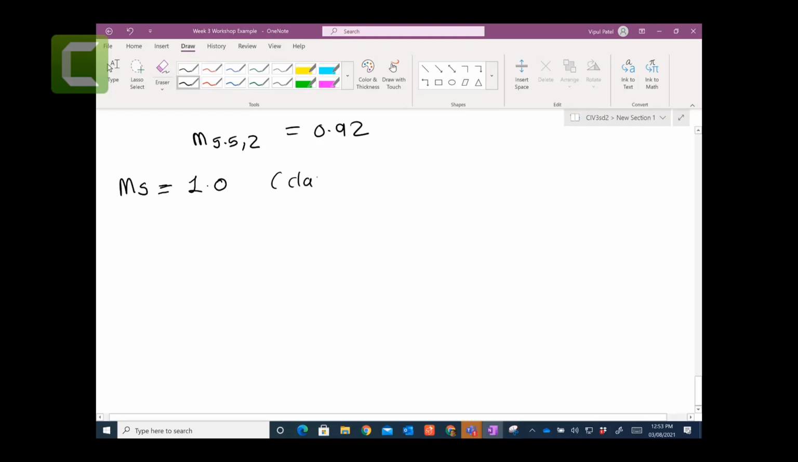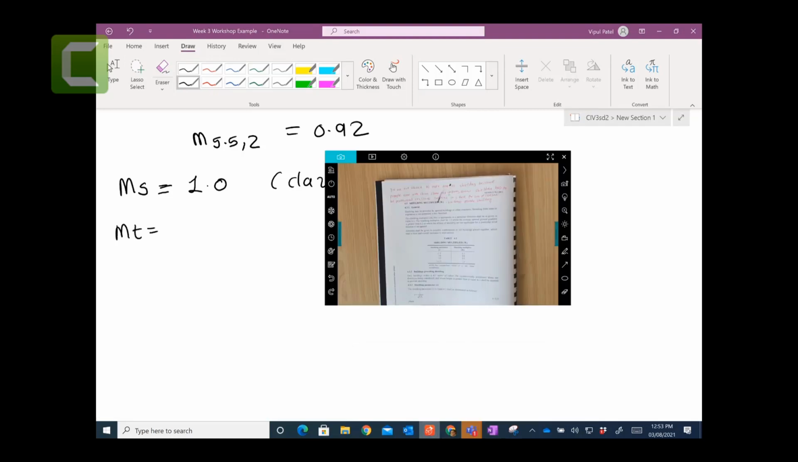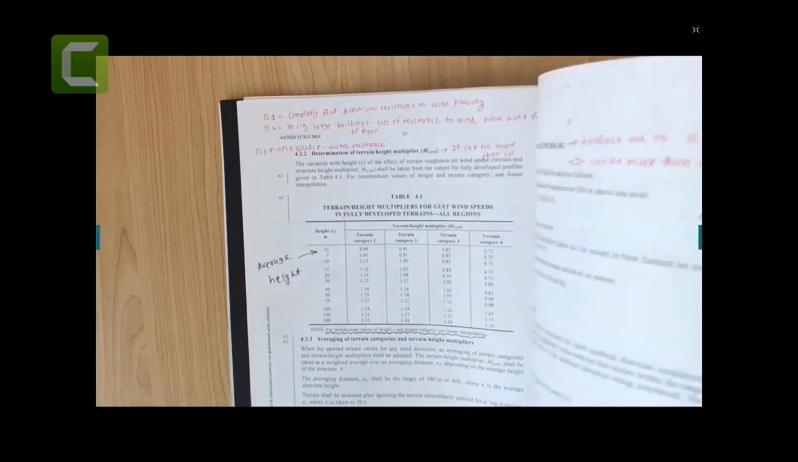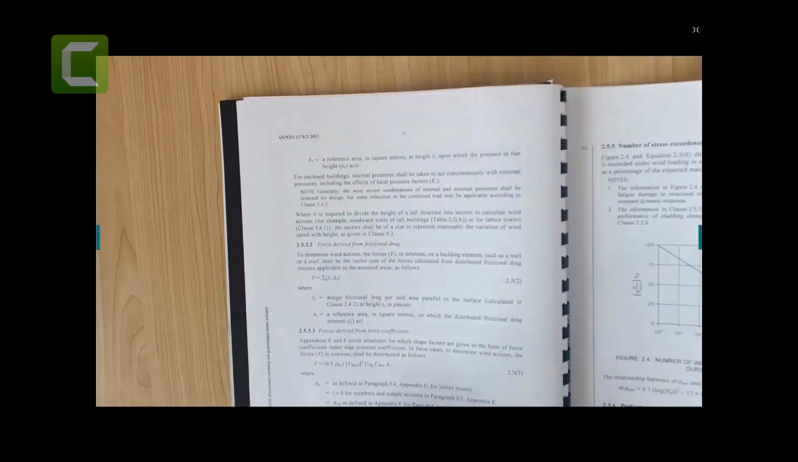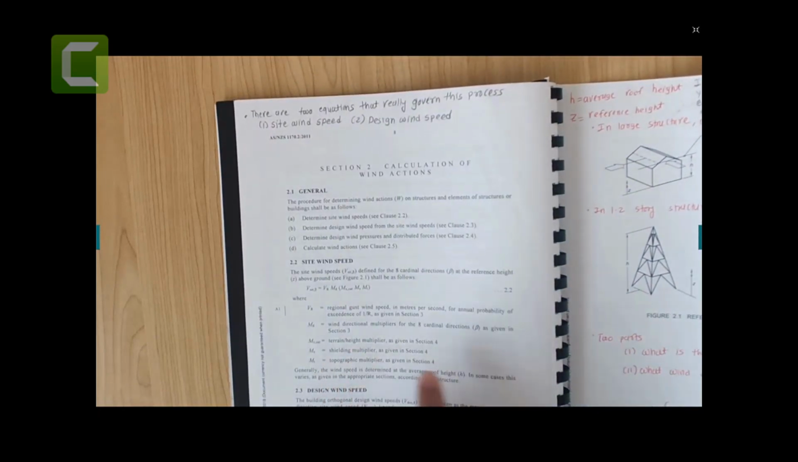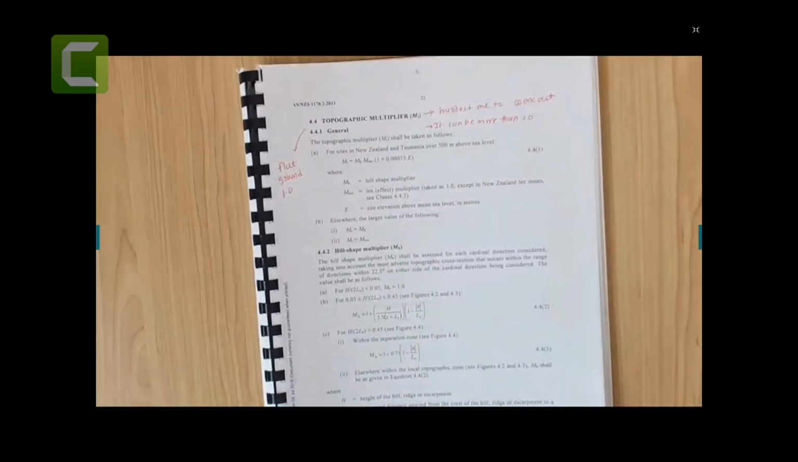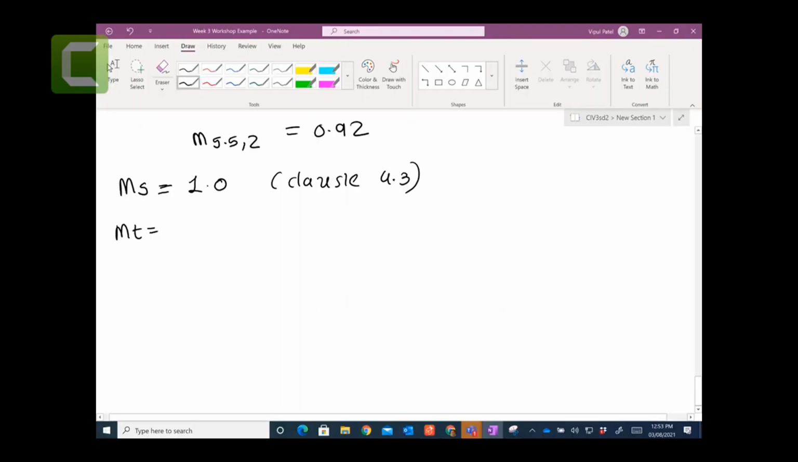Clause 4.3 is talking about the shielding, if you have any shieldings. So Ms equal to 1, shielding multiplier. Mt, what is Mt? Mt is called the topographic multiplier, and it's again in the section; if you turn the page over, you have these topographic multipliers. This topographic multiplier is generally applied when your structure is sitting on a hill, but we are on flat ground, so our topographic multiplier is 1.